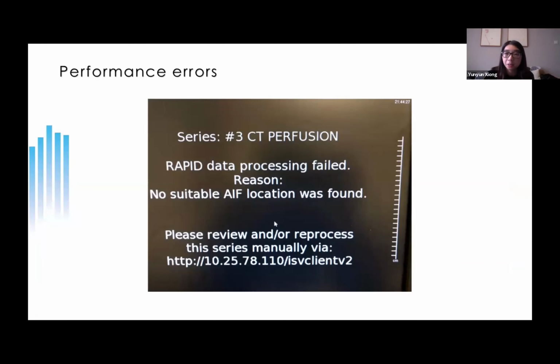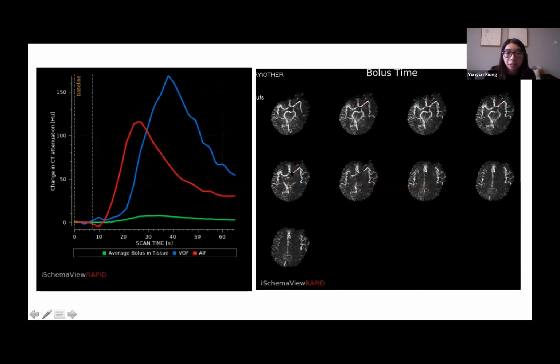And regarding the performance errors for this software, when we used it in real-world clinical practice, a lot of cases showed without any result. They just show you a picture like "RAPID data processing failed because of no suitable AIF." This means the arterial input function location was not found. So here is the arterial input function figure, and this is the AIF and the VOF curve. This means the arterial input function curve and the venous output function curve.